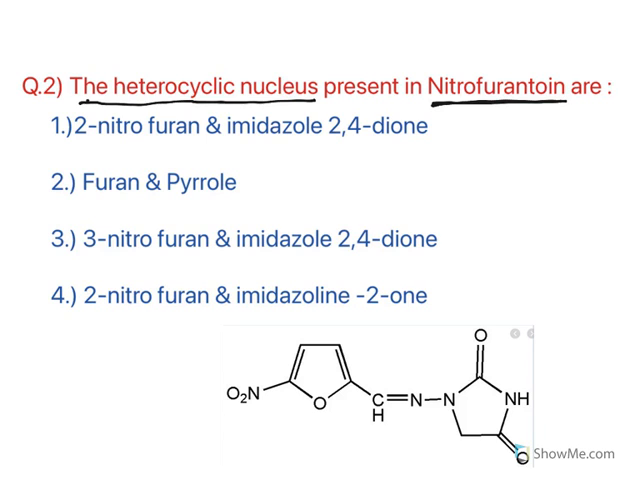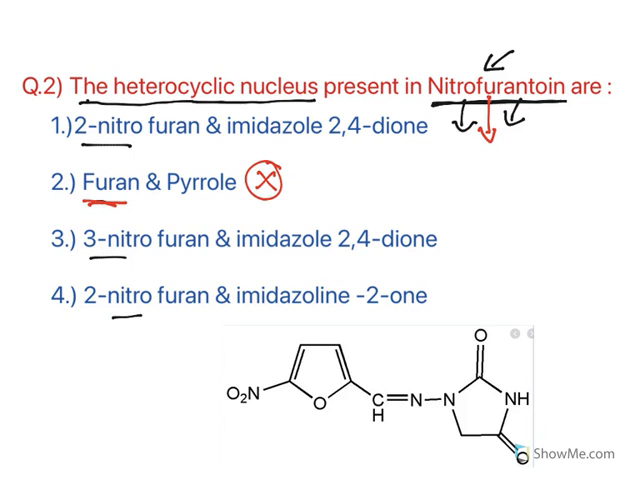Nitrofurantoin indicates you have a nitro group and furan, right? So most of the options have nitrofuran. This one has no nitro, only furan. That indicates you can eliminate this answer because the question itself says the drug has nitro and furan, and this option says only furan, so this is eliminated.